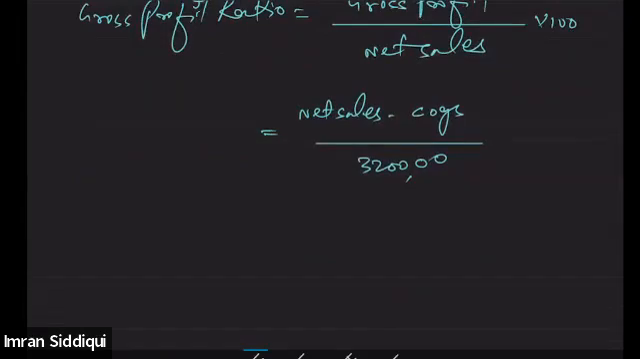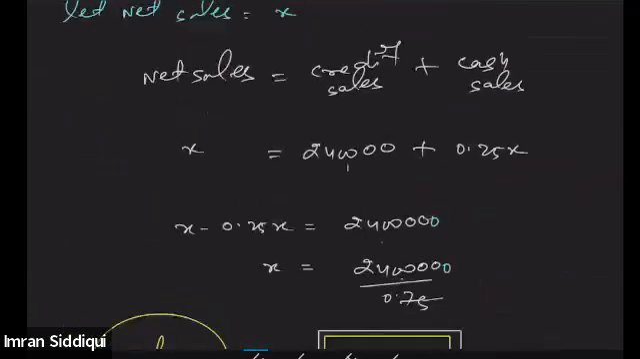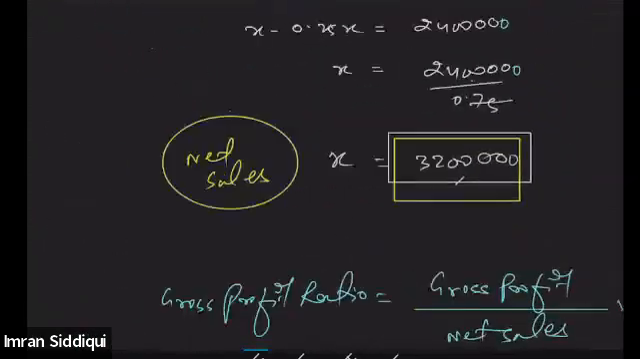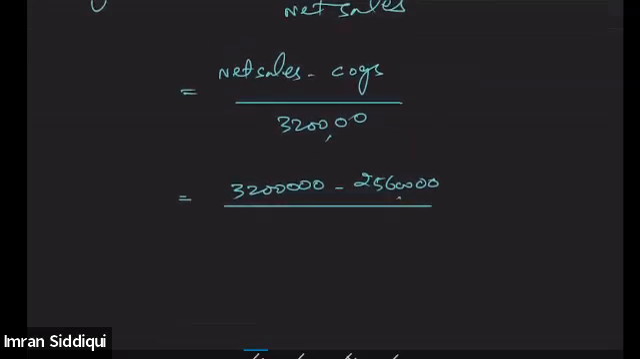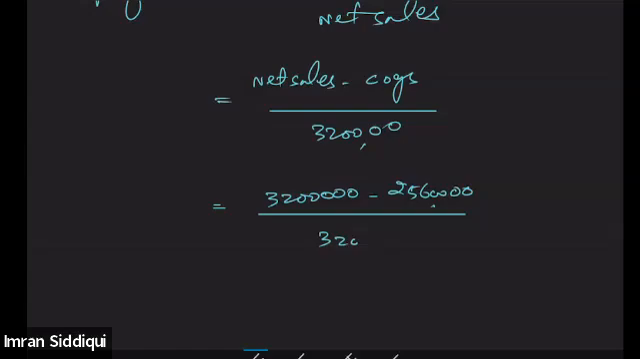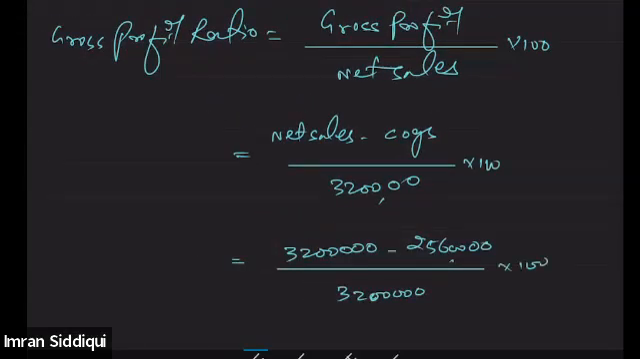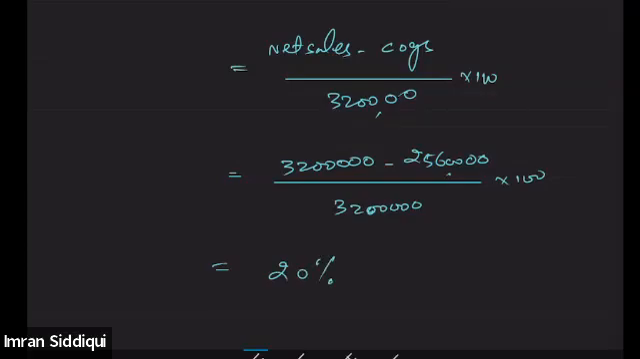Now to find out the gross profit, what we'll do, we'll subtract COGS out of the net sales. COGS was how much? It was 35 lakh 60,000. So 32 lakh minus 25 lakh 60,000, divided by 32 lakhs. All right, is it clear, Alexander? Yes, sir. And obviously into 100. It will be gross profit ratio is 20%. This is our answer.